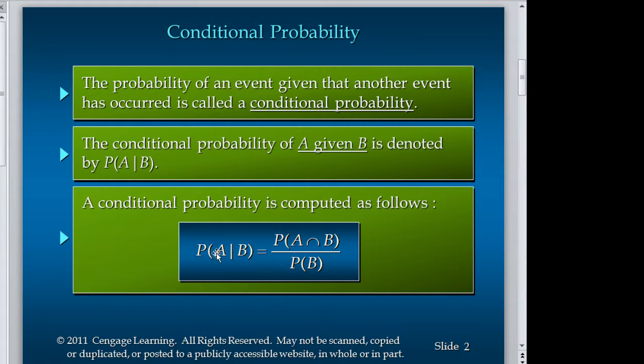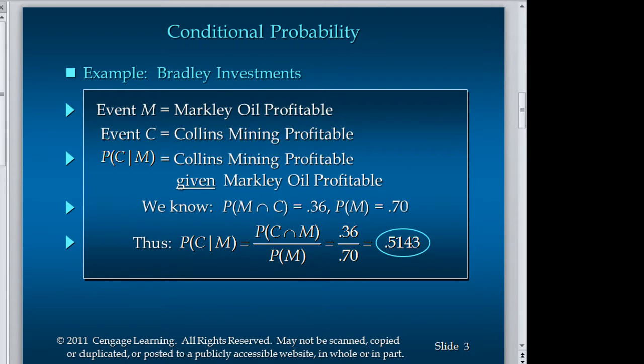How do you calculate this then? You take the probability of A and B, these both events, and the given part goes under. You divide that by the probability of B, and that's how you compute the conditional probability. The probability of A is what you try to figure out, but you have to have a given fact, which is the B part.